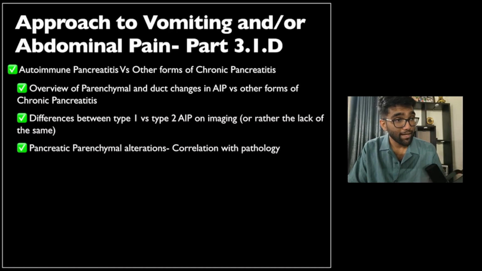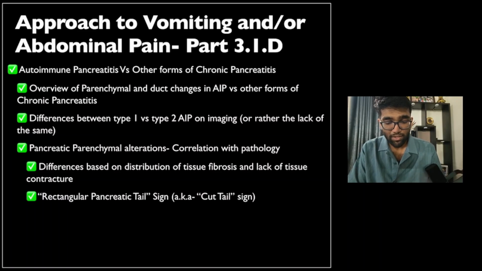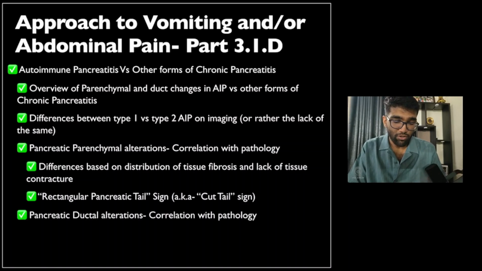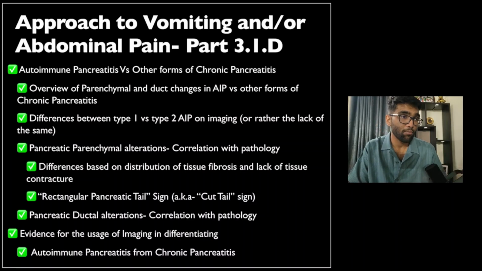Then I've talked about pancreatic parenchymal alterations and we've correlated them with pathology. The differences were based on distribution of tissue fibrosis and the lack of tissue contracture, which is associated with normal fibrosis, but not with storiform fibrosis that you see in IgG4 related disease. Then we talked about the rectangular pancreatic tail sign, also called the cut tail sign. We saw the image, and now I hope it is clear to you what that entails. We've talked about pancreatic ductal alterations and we've correlated them with pathology. So finally, we finished with evidence for the usage of imaging in differentiating autoimmune pancreatitis from chronic pancreatitis.